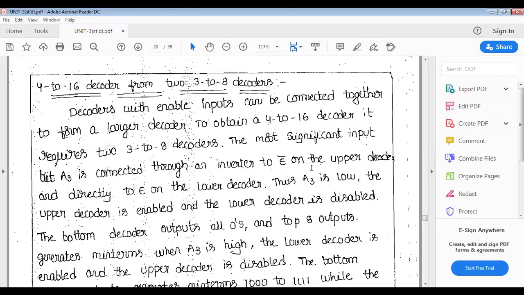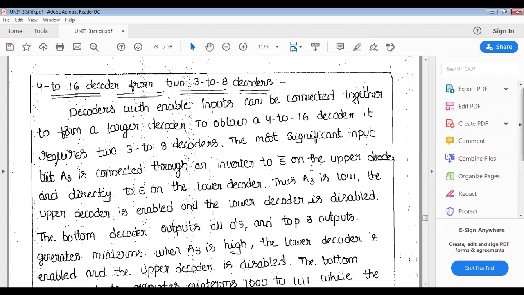Now let us go for another one. Using the lower-order decoder, the 3 to 8 decoder, how can we design the 4 to 16 decoder? A 4 to 16 decoder has 16 outputs and 4 inputs, while a 3 to 8 decoder has 8 outputs and 3 inputs. So we can use two 3 to 8 decoders, since 8 plus 8 is 16. The 3 inputs are common to both, so we can short those 3.